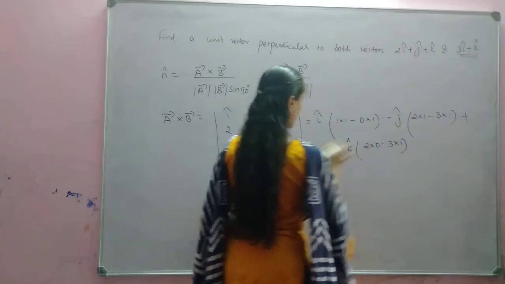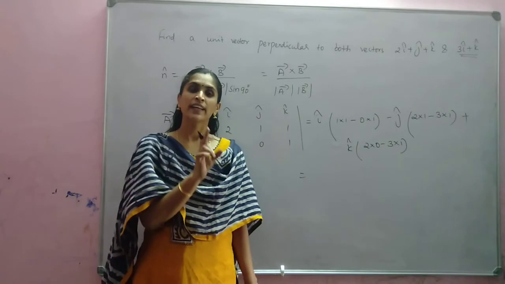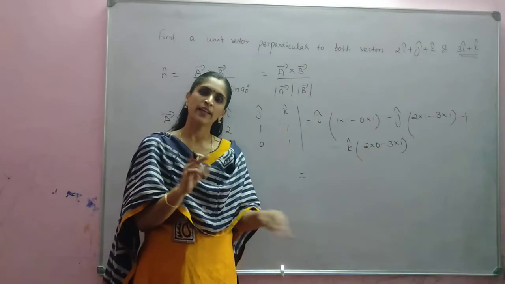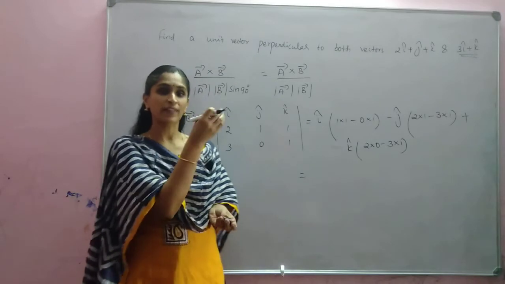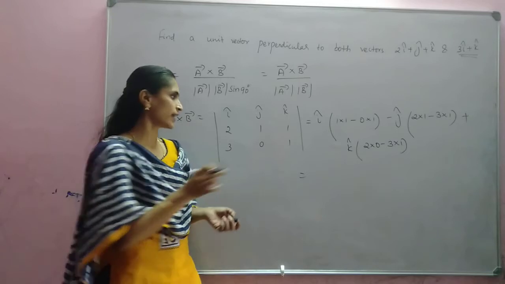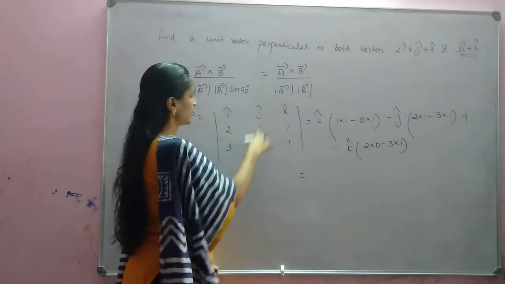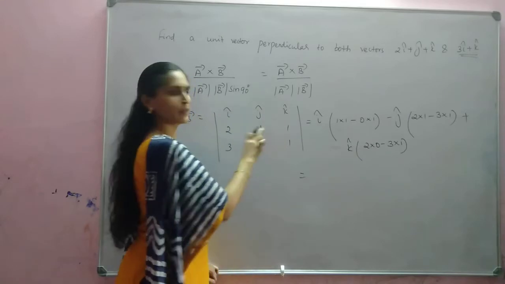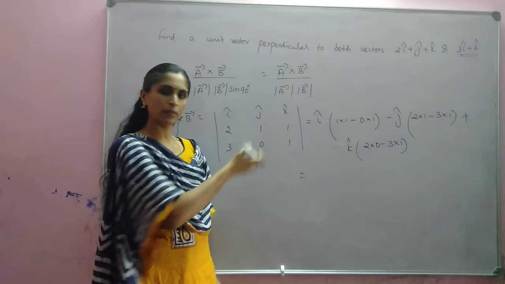If you are fast enough, no need of writing this step, you can write directly. But if you write step by step, even if by chance any calculation is wrong, you may get some marks. Otherwise, if you are good enough in maths, no need to worry, you can directly write i into 1 minus 0, 1. Next minus j into 2 minus 3, minus 1. Like that you can write if you are good enough. Otherwise, better to write step by step.